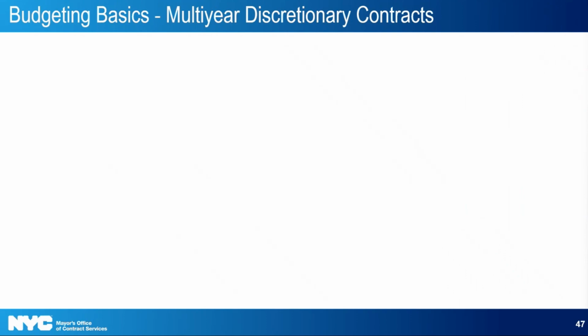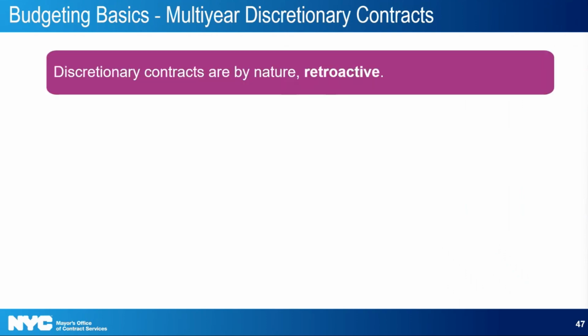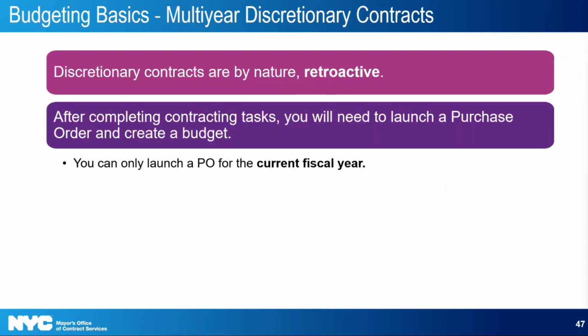Now, a brief review of budgeting. Discretionary contracts are by nature retroactive. And after completing contracting tasks, you will need to launch a purchase order and create a budget. When launching a PO, you can only launch a PO for the current fiscal year.